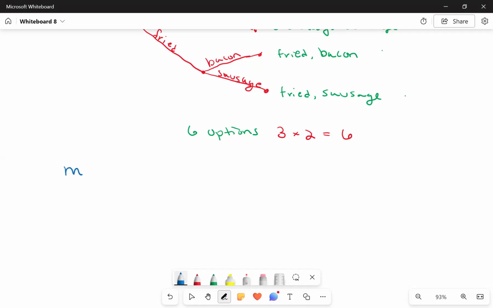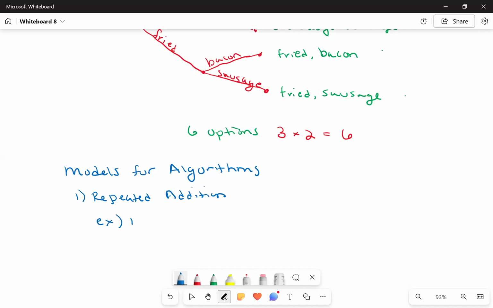Okay, so let me write this down. We're going to look at models for algorithms. So we're still kind of doing visualization, but we're going to break it up into two ideas. So the first model for algorithm that we're going to look at is the algorithm of repeated addition. When we think of a multiplication as a repeated addition. Okay. For instance, let's say we want to multiply 145 times 3.